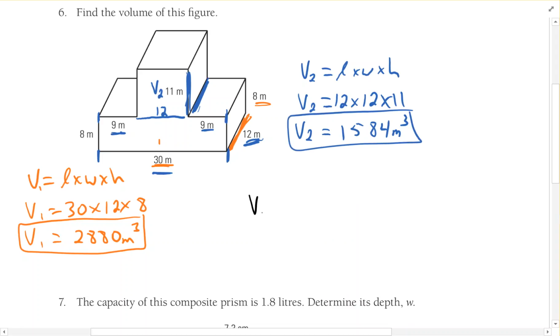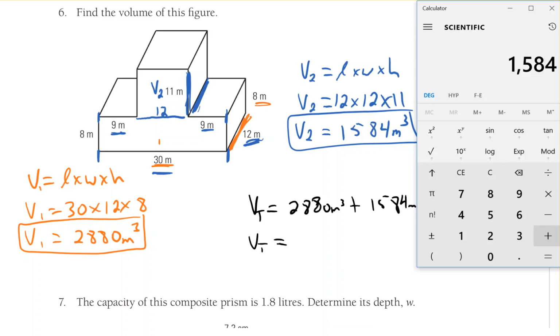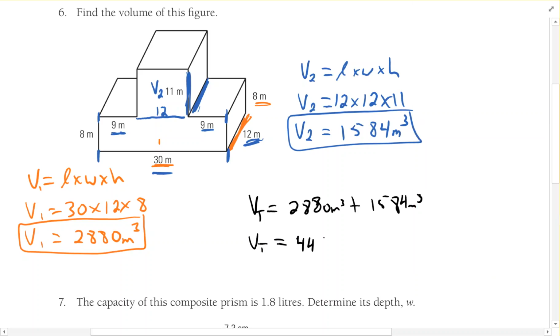The last thing we're going to do is add both of those together. The total volume, VT you might call it, is equal to 2,880 meters cubed plus 1,584 meters cubed. So the total volume is 4,464 meters cubed. And then circle it.